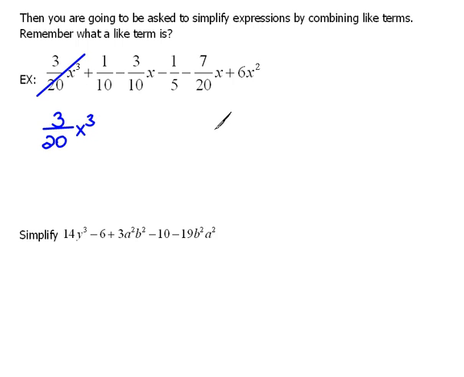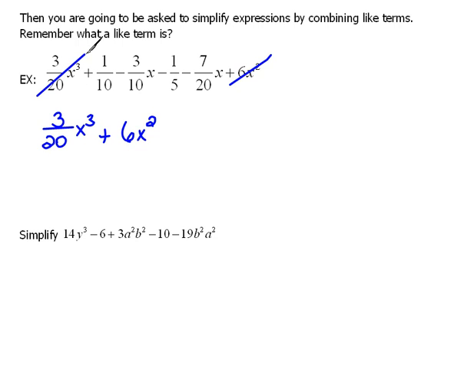Now, normally we write things in what's called descending order, and we're going to talk about that more in another video, but especially to keep things straight and make sure that you've got everything. Then after the x cubed, normally we would say x squareds. So our x squared here is a 6x squared, and there are no other x squareds to combine that with. So I'm just going to put plus 6x squared.